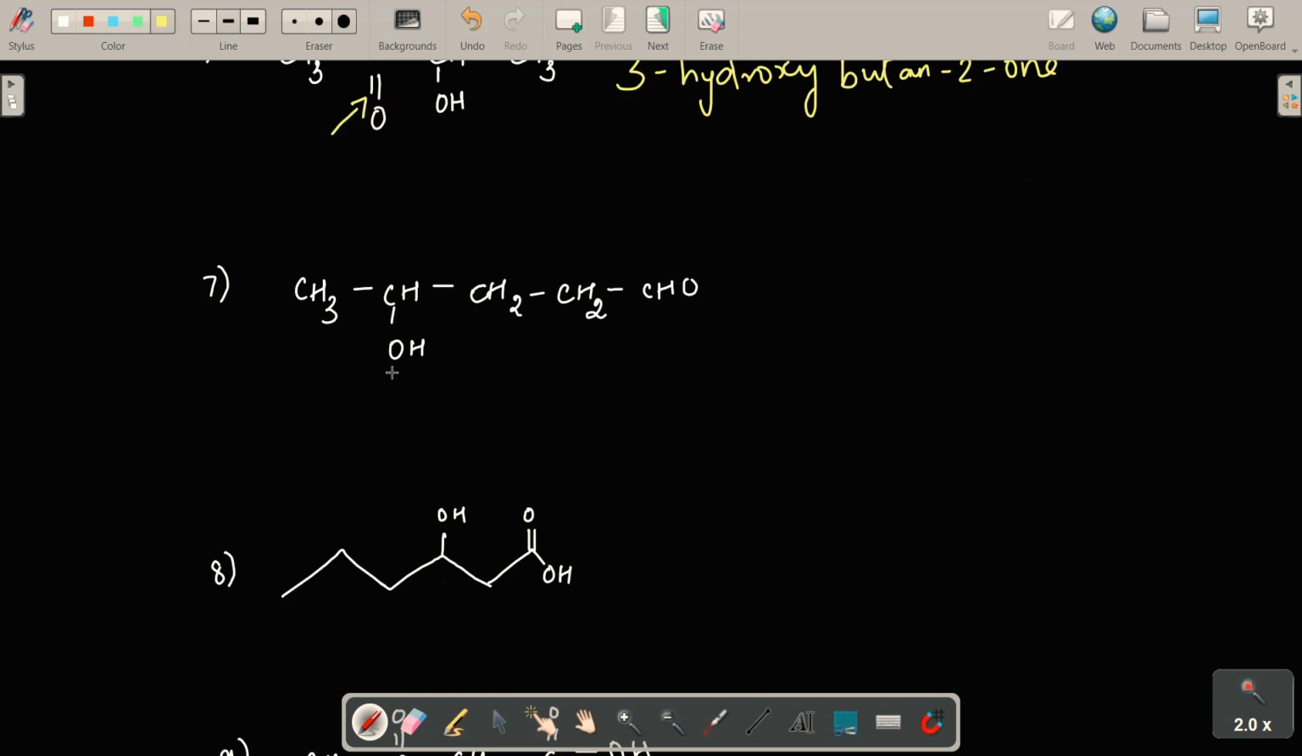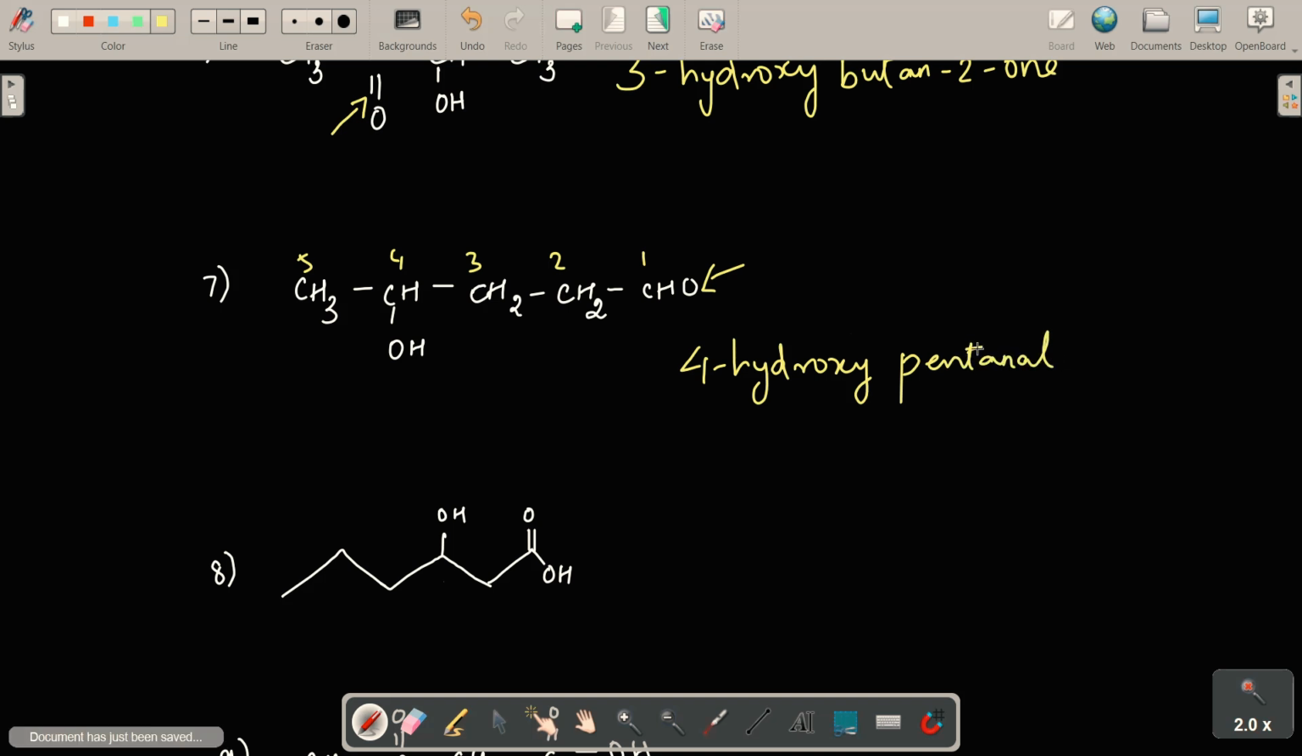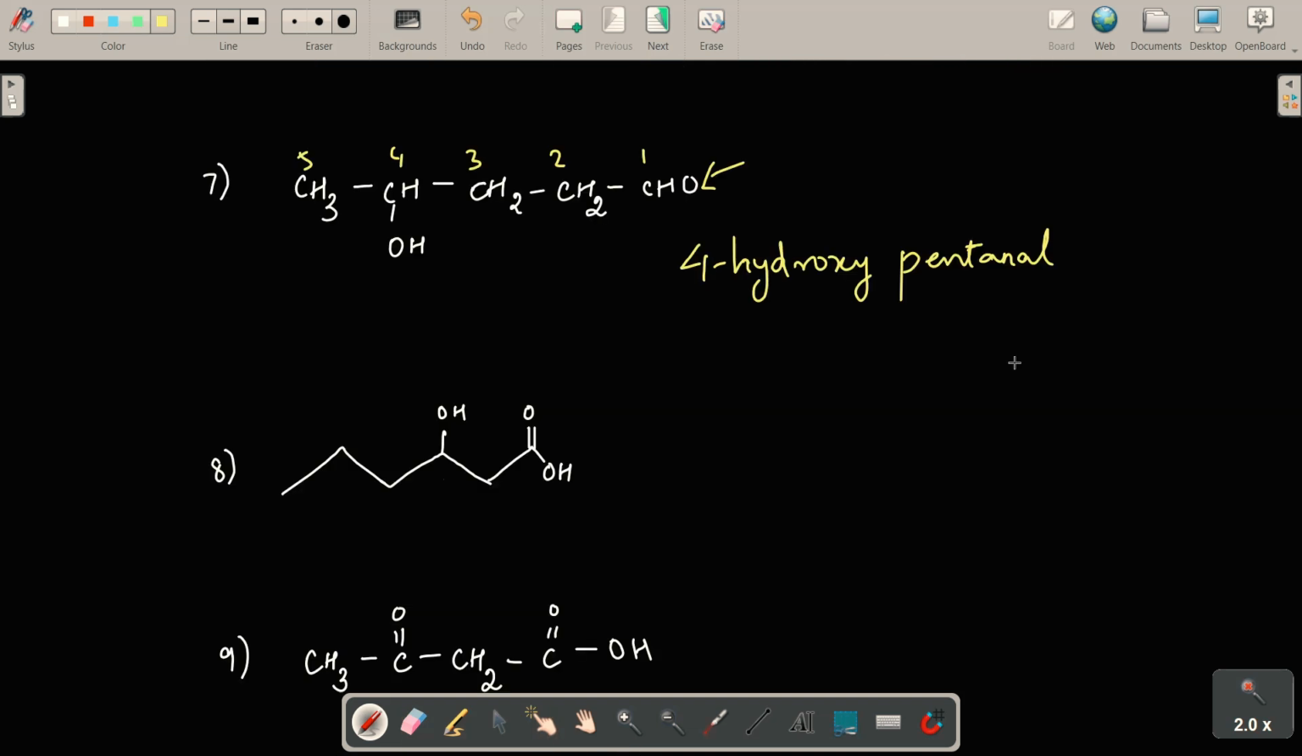In this one you have an aldehyde group and OH group. In the priority list, aldehyde comes first, so this will be your primary functional group. So you have to give the numbering from here 1, 2, 3, 4 and 5. So in 4 position you have OH, so we have to write the name 4-hydroxy pentanal, right? When you write the name, the spelling is very important. When you write E instead of A, the whole name of the compound will be changed. So we have to be very careful in writing the spellings of the compounds.